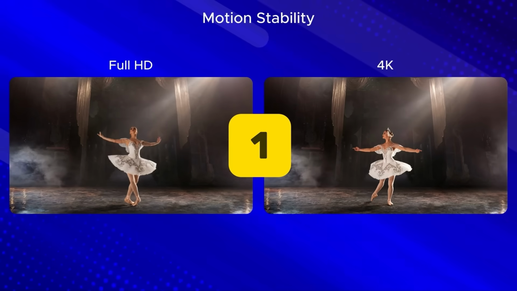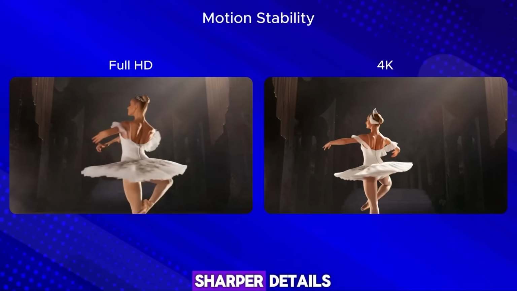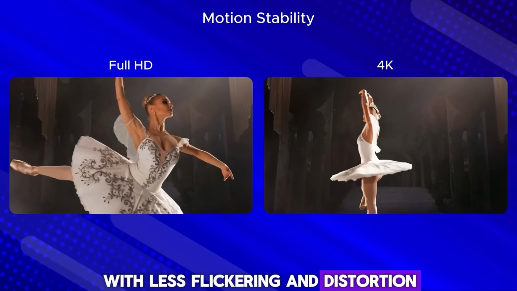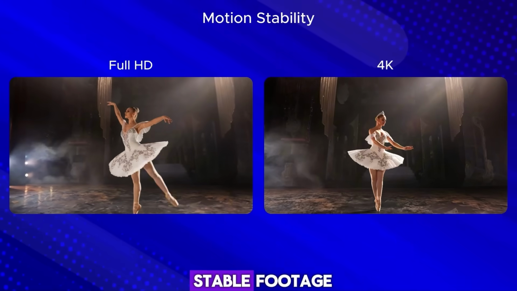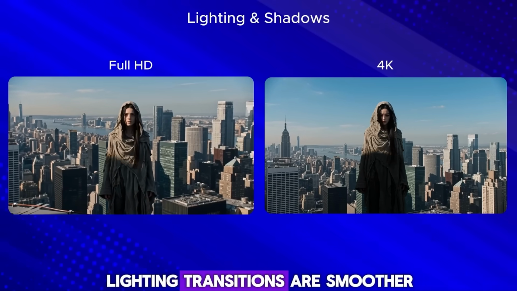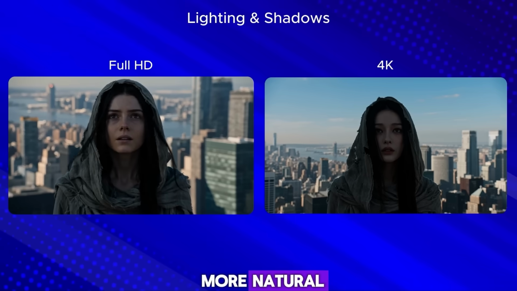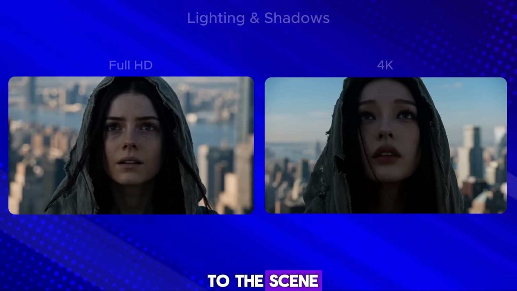1. Motion stability. Even during motion, the native 4K version maintains sharper details with less flickering and distortion, resulting in smoother, more stable footage. 2. Lighting and shadows. Lighting transitions are smoother with the native 4K version, while the shadows appear more natural, adding depth and realism to the scene.